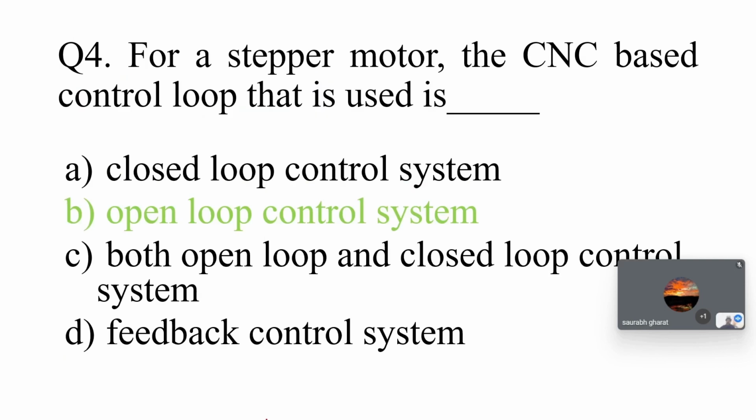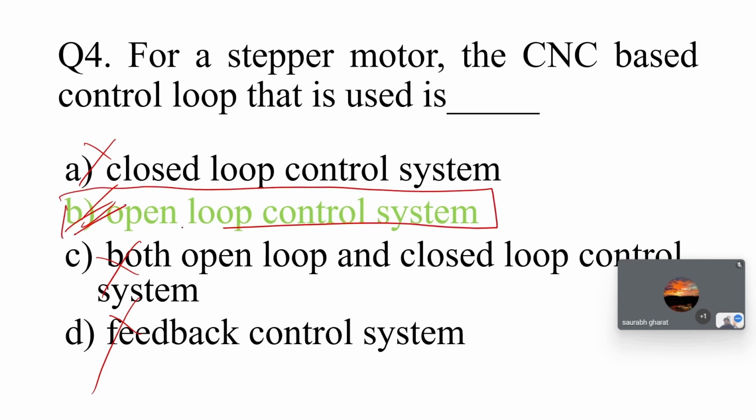Question 4: for a stepper motor, the CNC based control loop. For a stepper motor you don't go for closed loop, we go for open loop, because you are not using feedback at all. So open loop would be your correct answer. A DC motor is different and a stepper motor is different. So for a stepper motor we go for open loop control.